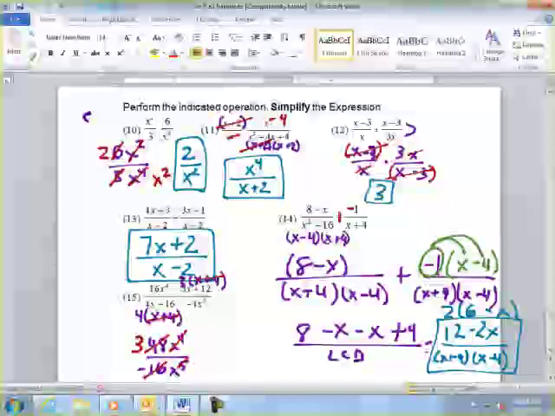they'll leave 1 left over on the bottom. So I end up with a 3 over a negative x. Questions on that?